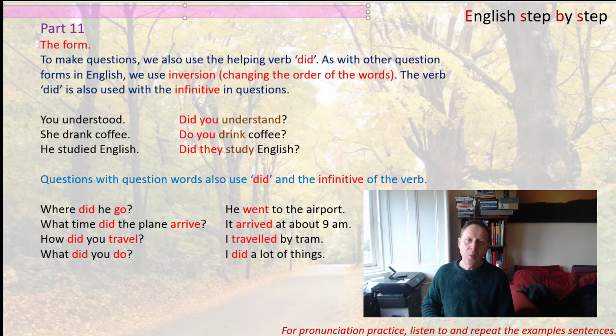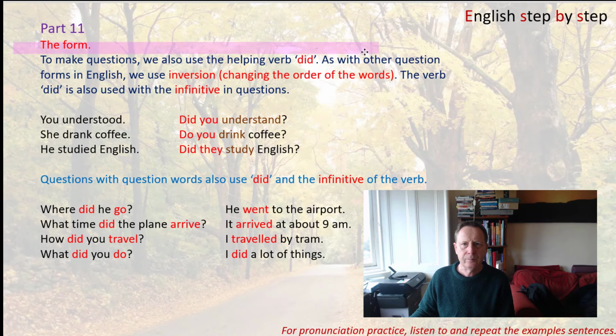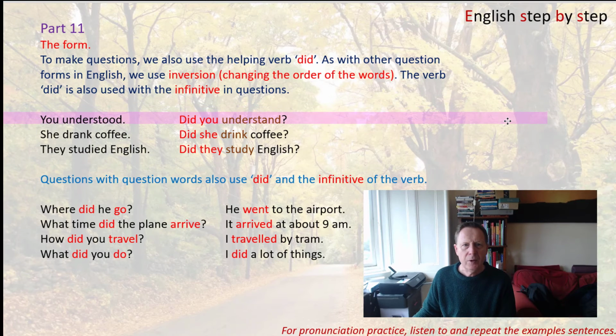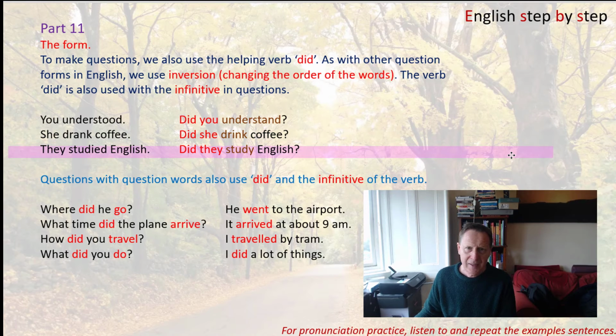To make questions, we also use the helping verb did. As with other question forms in English, we use inversion, changing the order of the words. The verb did is also used with infinitive in questions. Okay, let's look at these examples. You understood. Did you understand? She drank coffee. Did she drink coffee? They studied English. Did they study English?